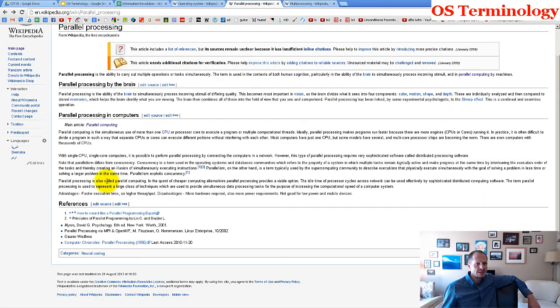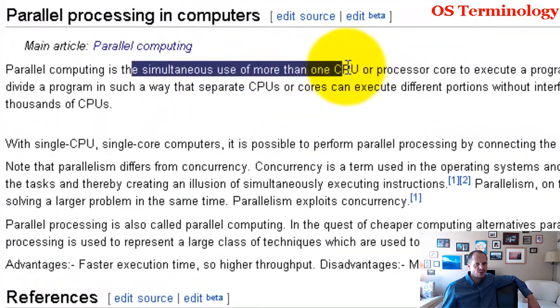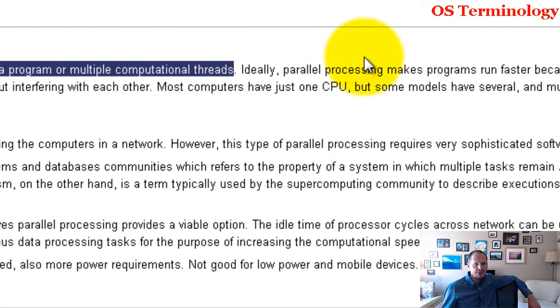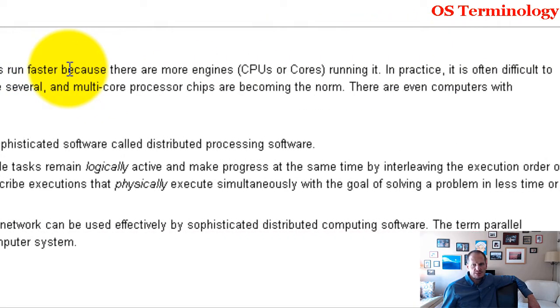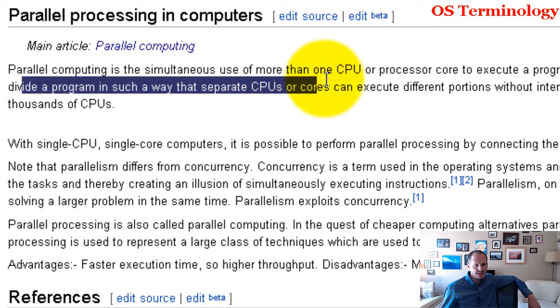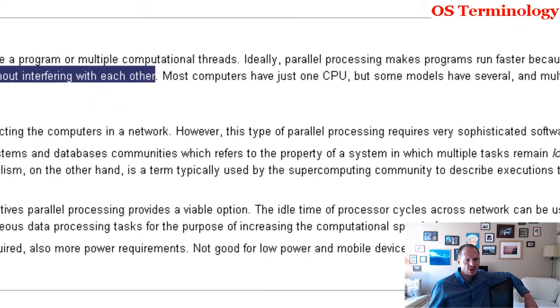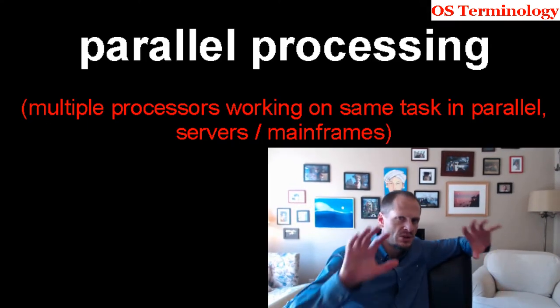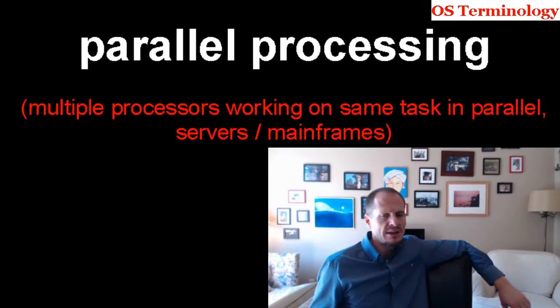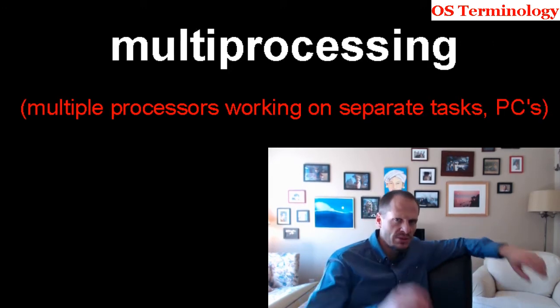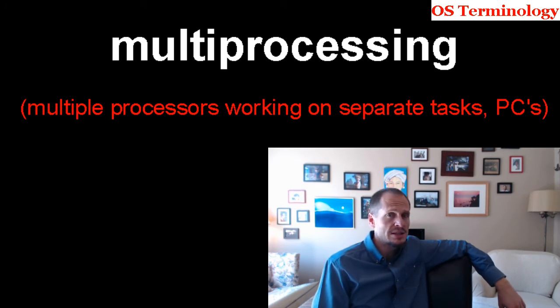So you can read about parallel processing here: it is the simultaneous use of more than one CPU to execute a program or multiple computational threads. Ideally, parallel processing makes programs run faster because there are more CPUs running it. In practice, it's often difficult to divide a program in such a way that separate CPUs can execute different portions without interfering with each other, right? So having multiple CPUs working on the same problem in parallel is pretty difficult. With multiprocessing, you have multiple CPUs and they're just executing whatever threads are coming through, not working on the same thing at the same time in parallel.